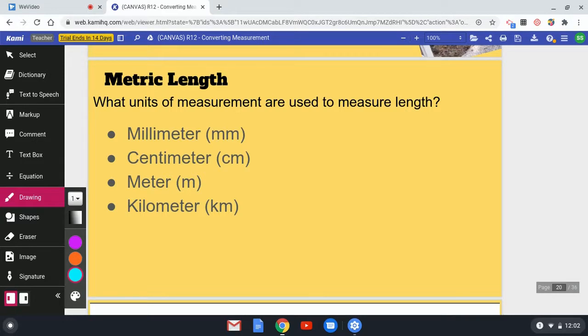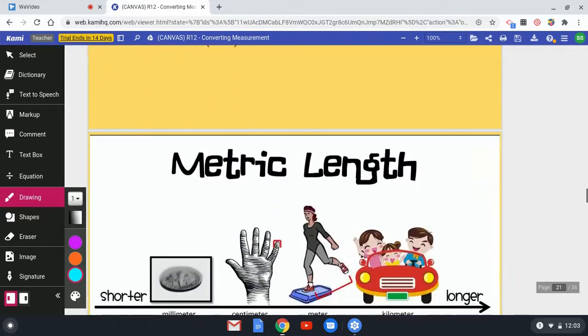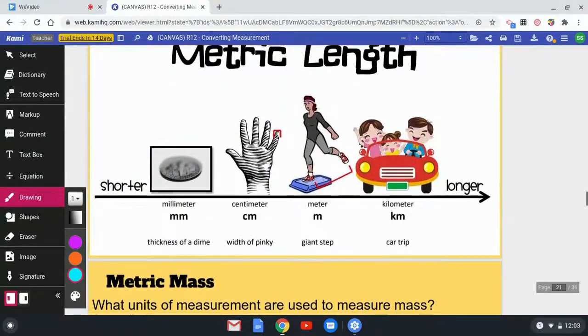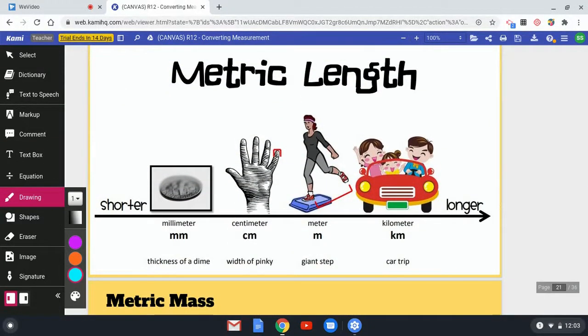We use millimeters. They're super teeny tiny. And then centimeters, meters, kilometers. Those are the typical ones that we hear about. So a millimeter is about the thickness of a dime. If I laid that dime flat on my desk, how tall it is. See how teeny tiny that would be? That would be a millimeter right there.